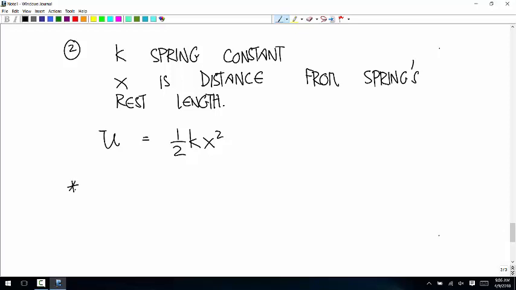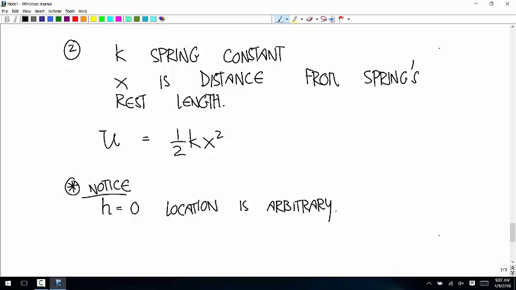So notice our h equals 0 location is arbitrary, because all that matters is the change in potential energy, not individual potential energies.